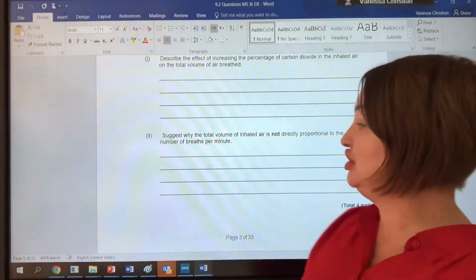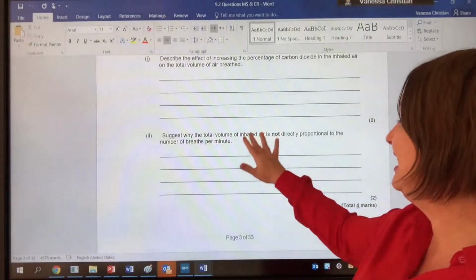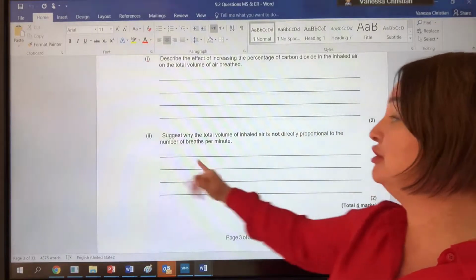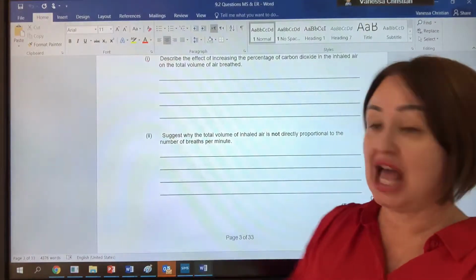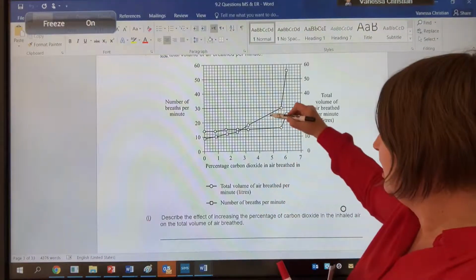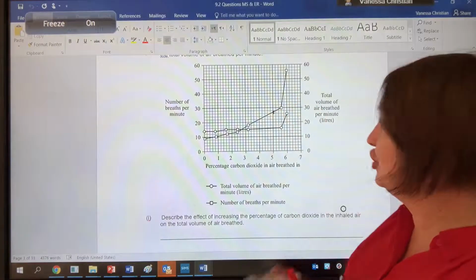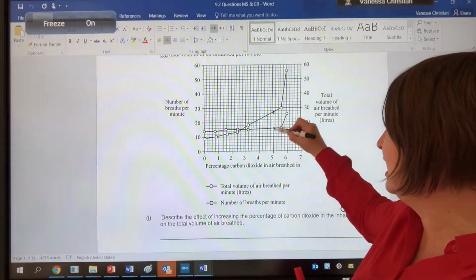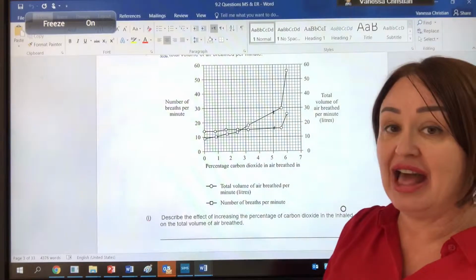And the next part of the question says, suggest why the total volume of inhaled air is not directly proportional to the number of breaths per minute. So again, which lines are we looking at? For example, it's saying, if we've got an increase here in the number of breaths, how come we haven't got an increase in the total volume of air breathed?